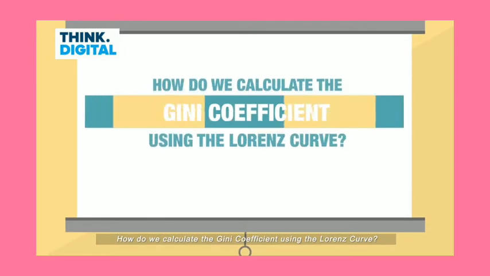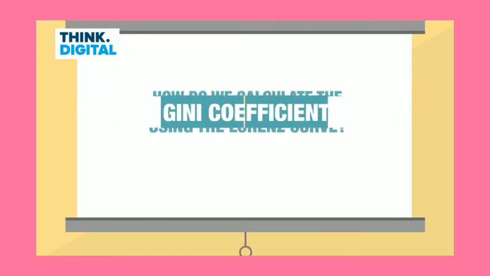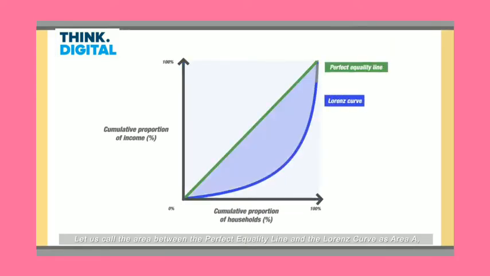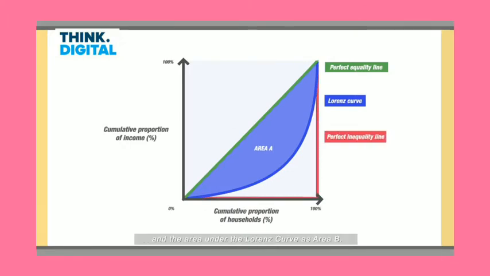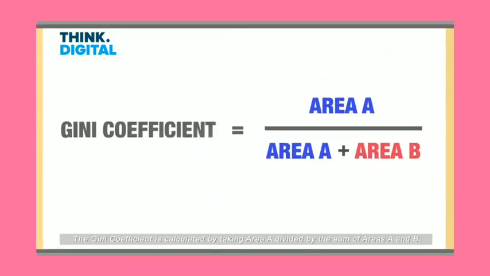How do we calculate the Gini coefficient using the Lorenz curve? Let us call the area between the perfect equality line and the Lorenz curve area A, and the area under the Lorenz curve area B. The Gini coefficient is calculated by taking area A divided by the sum of areas A and B.